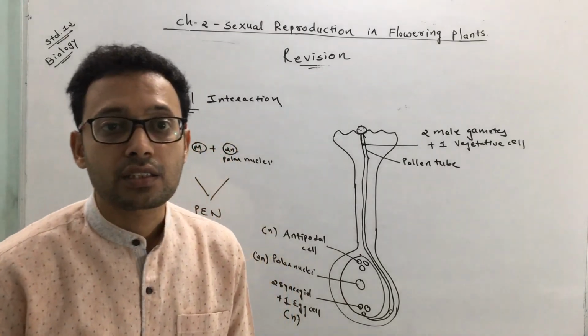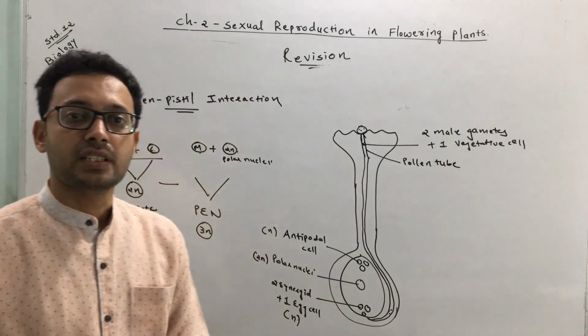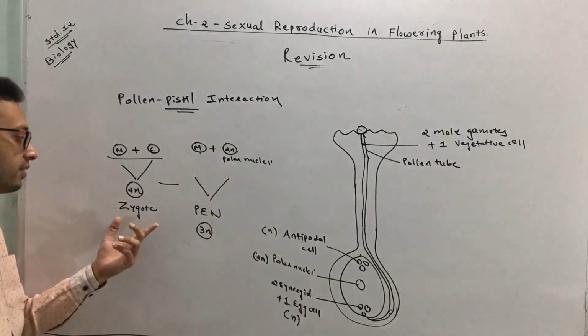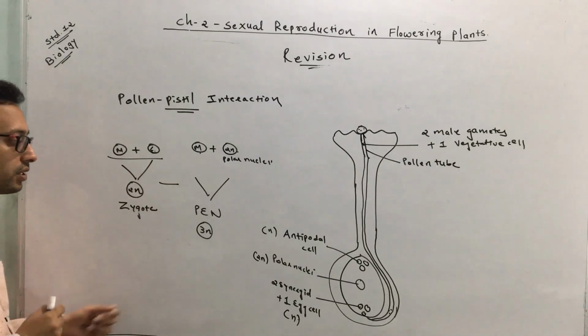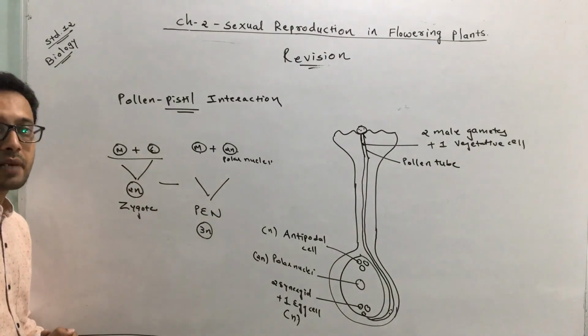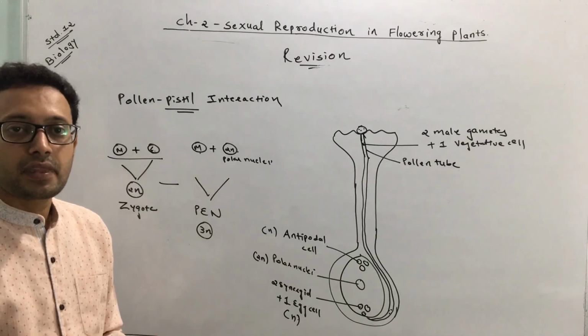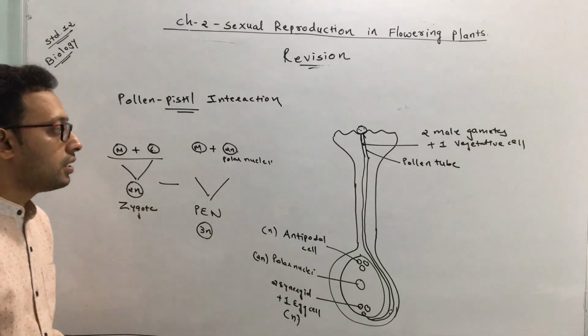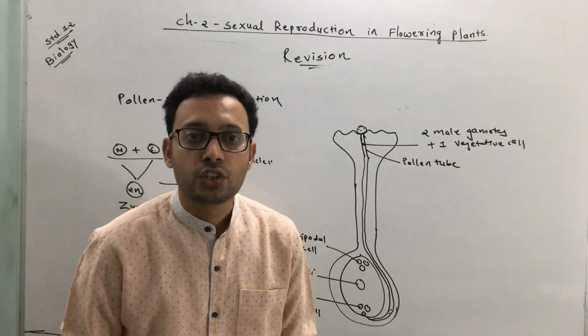is called double fertilization. Okay, what is it called? Double fertilization. Clear? And at the end of double fertilization, a diploid zygote, 2N zygote, and a triploid PEN, primary endosperm nucleus, are going to form. Okay, so this is a brief revision of chapter number 2.